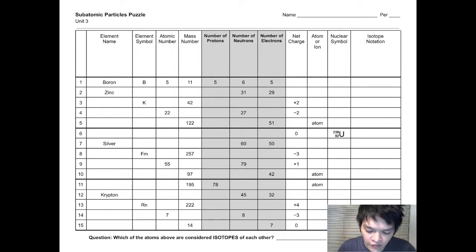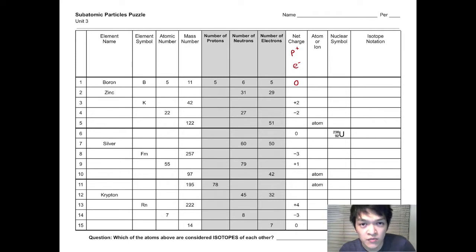How do I do that? Net charge has to do with protons and electrons. We should know that protons are positive, electrons are negative. And when I'm looking at this, there's the same amount of each. Now if there's the same amount of positive and negatives, then the net charge is going to be 0 or neutral. What about atom or ion?